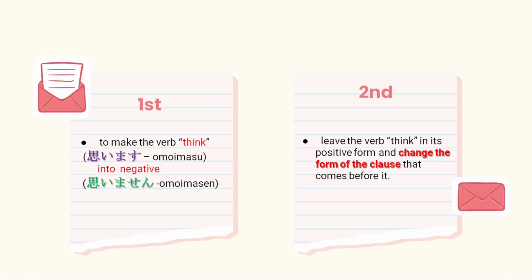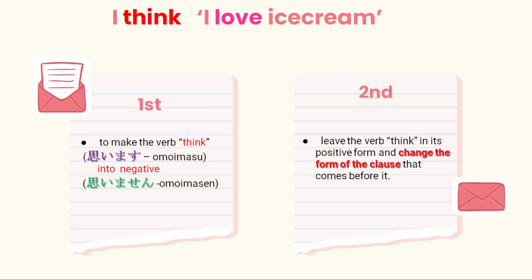Okay, I'll give you an example. I think I love ice cream. I think I love ice cream. I do love. So, here, in these 2 ways, I'll show you how to do that. Firstly, I can change this verb think into its negative form. So the statement will be something like, I don't think I love ice cream. Right? I just changed the word think into its negative form.